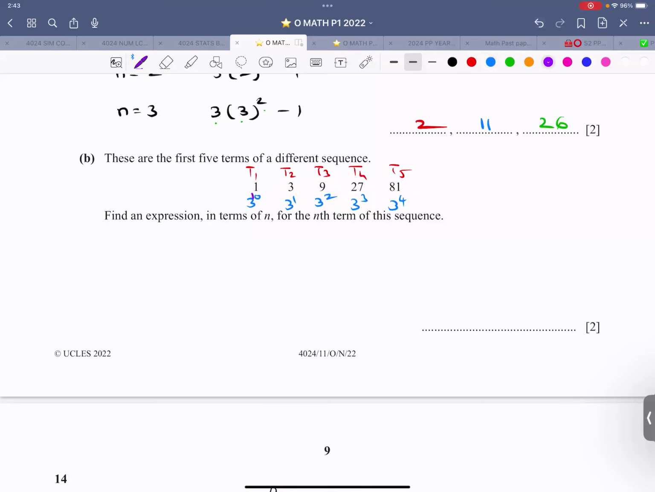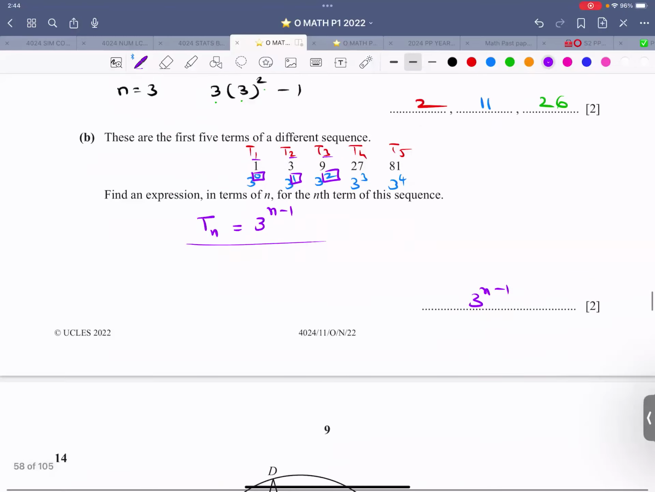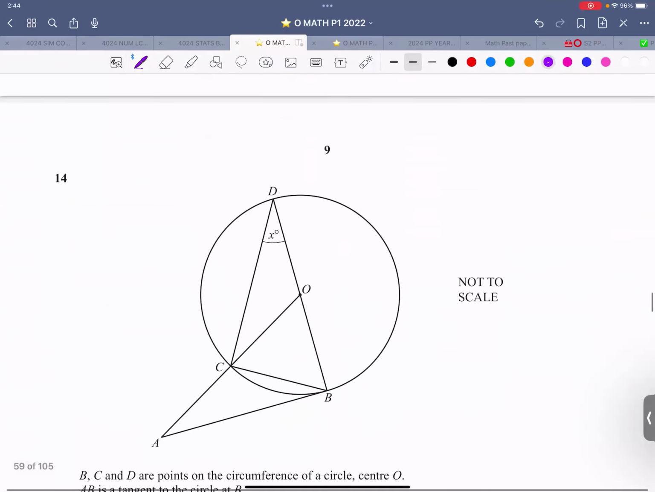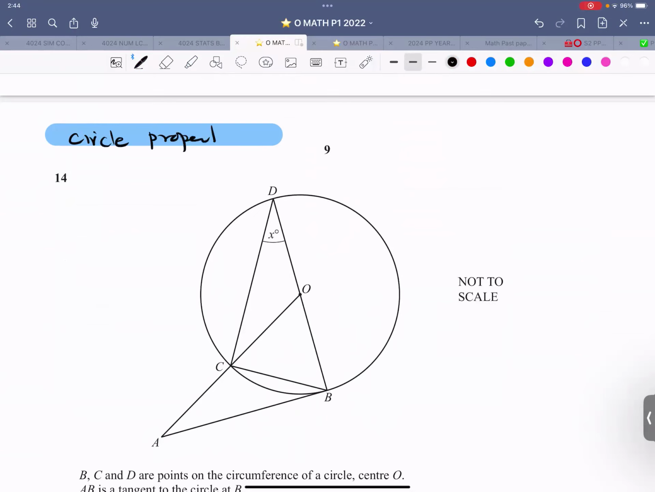Now look over here. This is 0, this is 1. This is 1, this is 2. This is 2, this is 3. That means Tn, that particular term, is 3 raised to power of n minus 1. That is the answer for this. It's pure observation, something to do with indices. That is number pattern. Question number 14. This looks like a question of circle properties. So let me first label it.